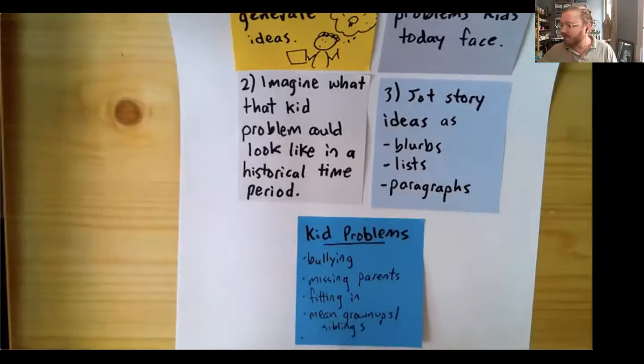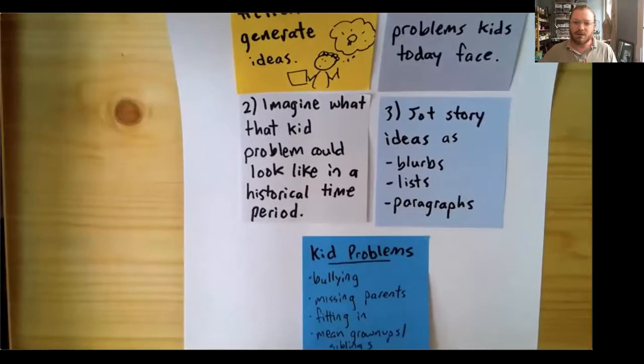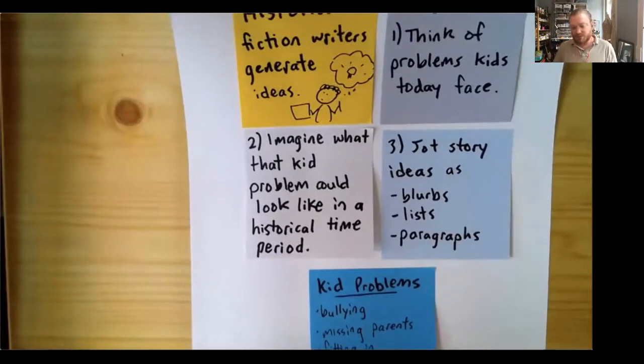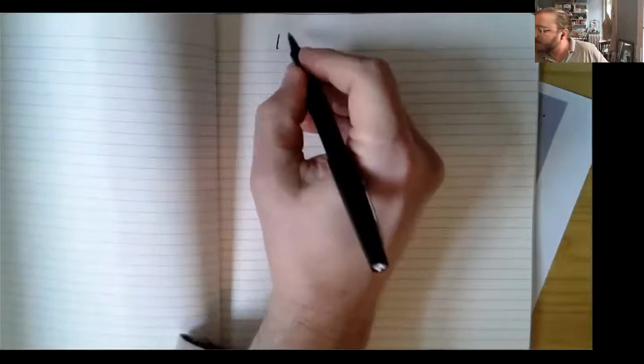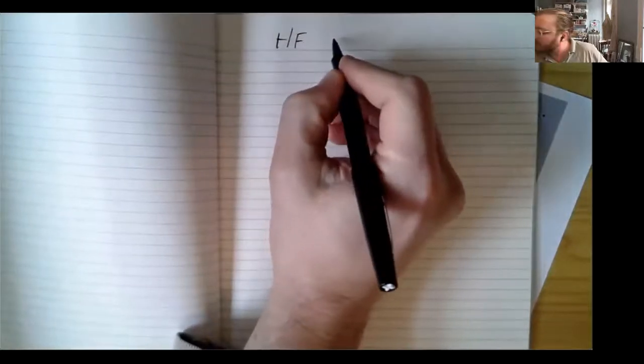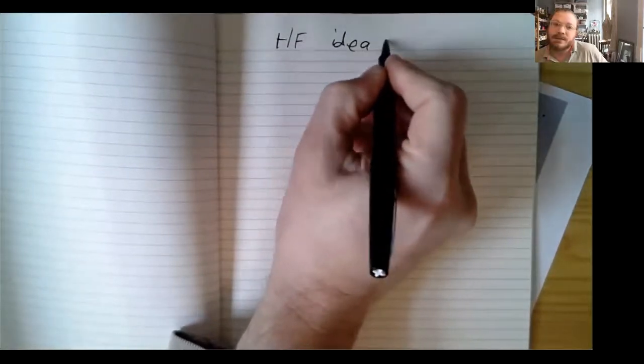So let me think here. How could that look in a historical fiction story? Let me get out my notebook here and show you. You could type in writing workshop, as you know. You can also write by paper if you like to write that way, or if somebody else at home is using the computer right now. So I might say historical fiction ideas. Let's see here.